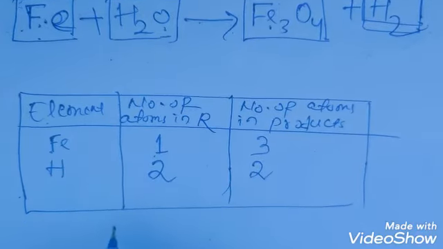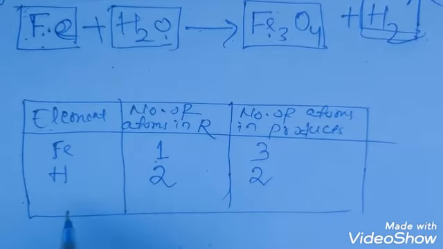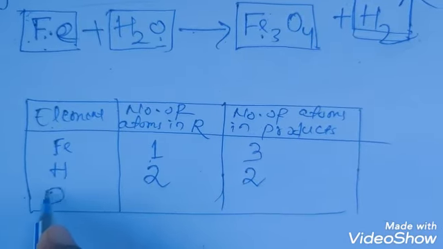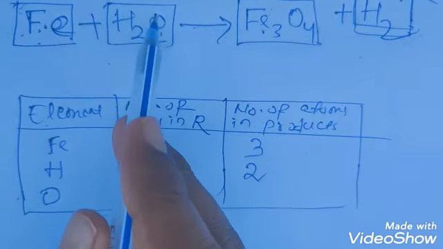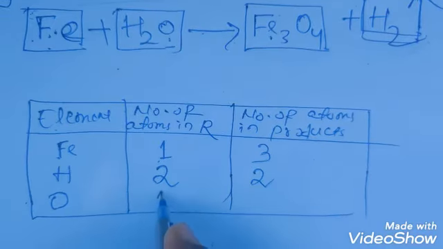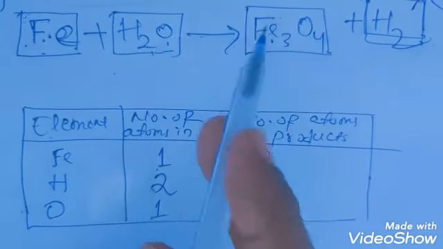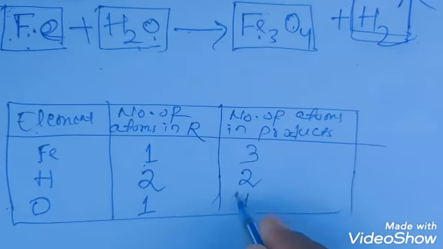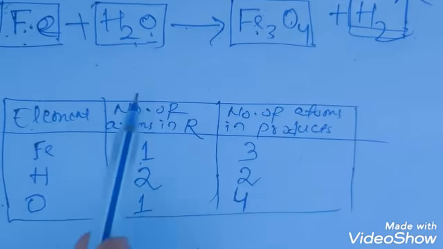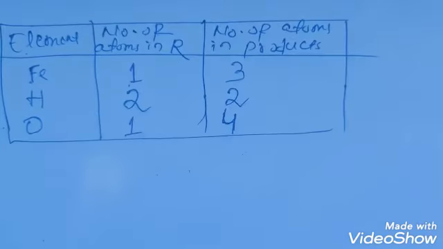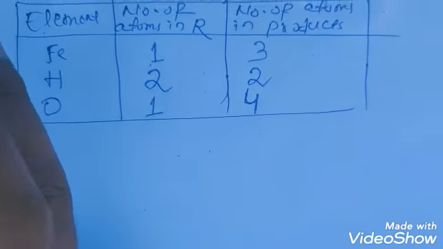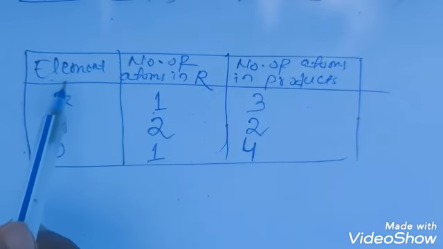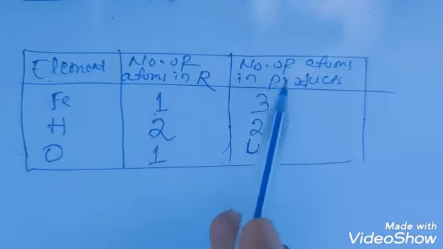Next we go to oxygen. In the case of oxygen atoms, on the reactant side only one oxygen is present, and there are 4 oxygens present on the product side. So it is a completely unbalanced equation. Next we have to balance it. The first process is don't change. The second process is to list out the chemical equation in terms of atoms in the reactants, products and elements.